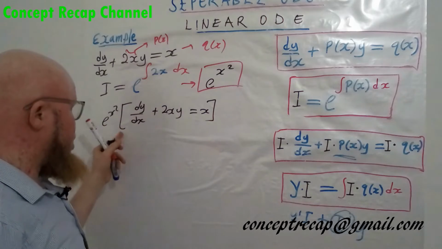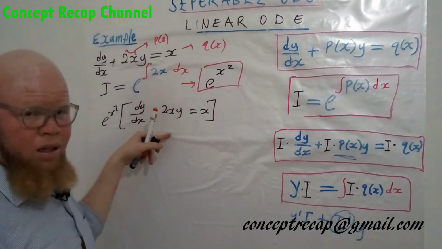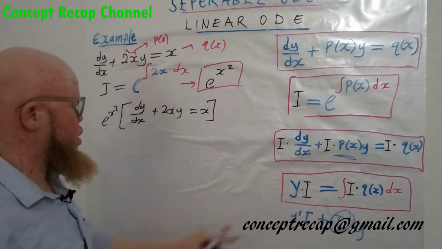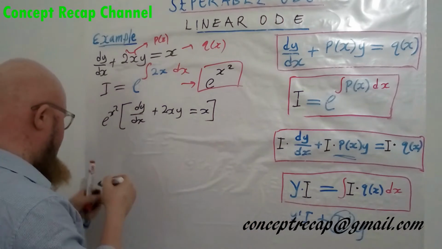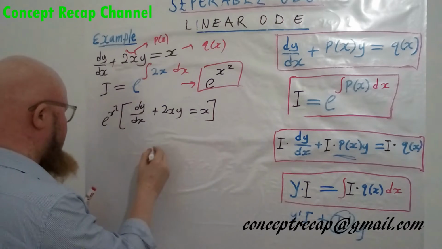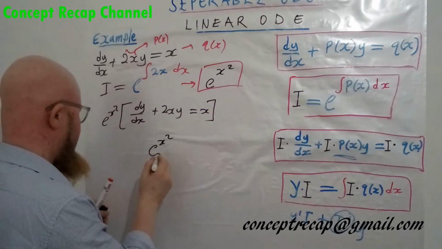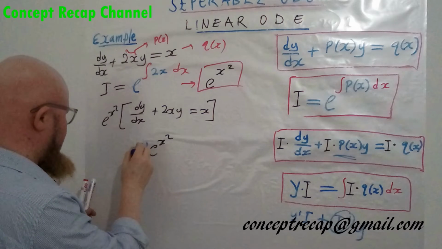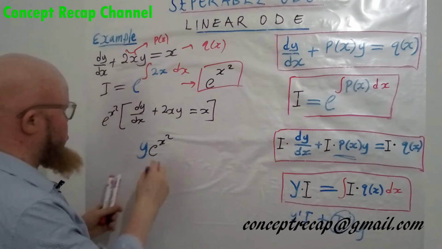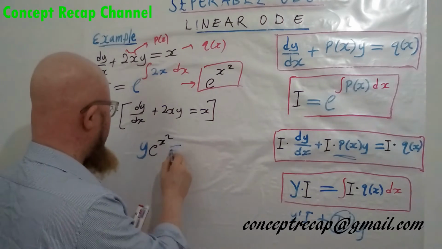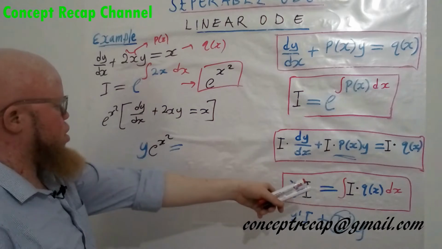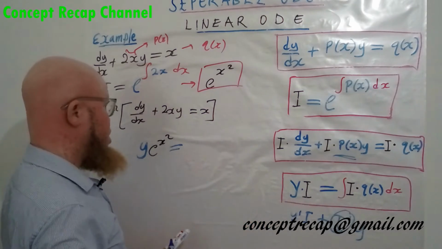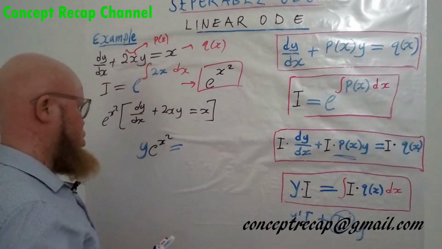If you multiply this and then integrate it, the left hand side will be y times the integration factor. So it will just be your y times your integration factor, and that will be equal to the right hand side.